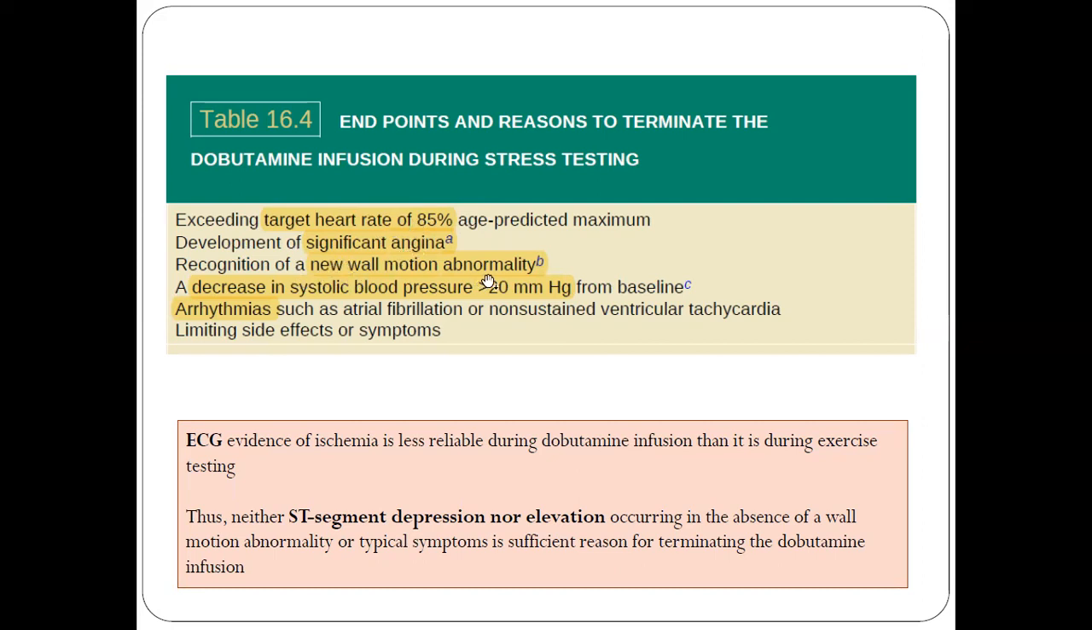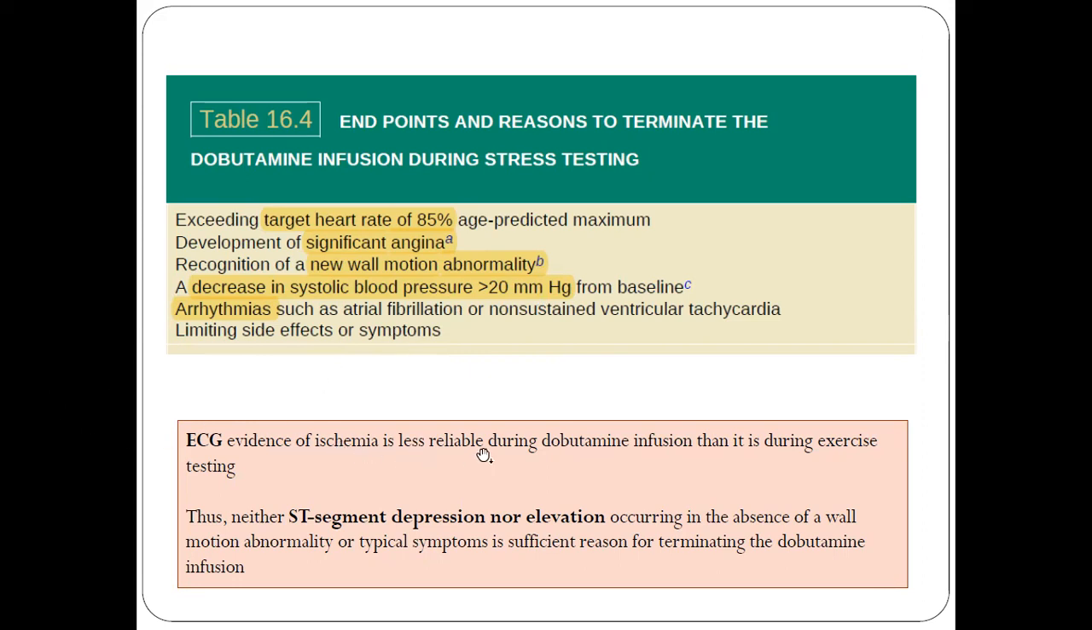Recognition of a new wall motion abnormality: there was normal movement before the dobutamine, and if you see in any part of the myocardium a new wall motion abnormality, you should stop the test. Likewise if there is a decrease in systolic blood pressure of more than 20 from baseline, or the patient develops arrhythmias such as atrial fibrillation or non-sustained VT, or limiting side effects or symptoms, then you should also stop the test.